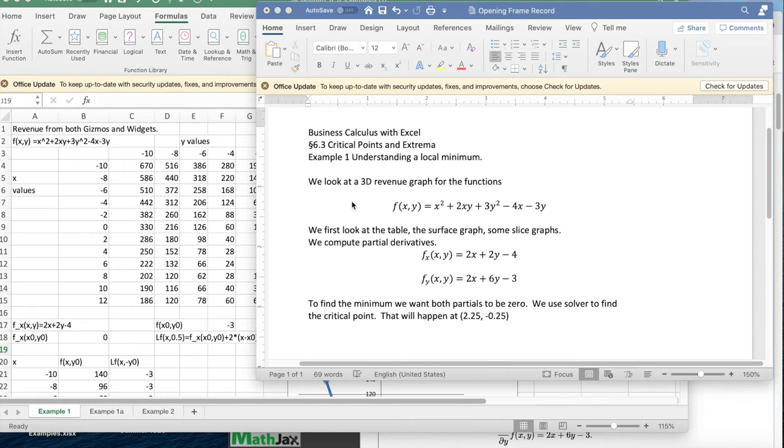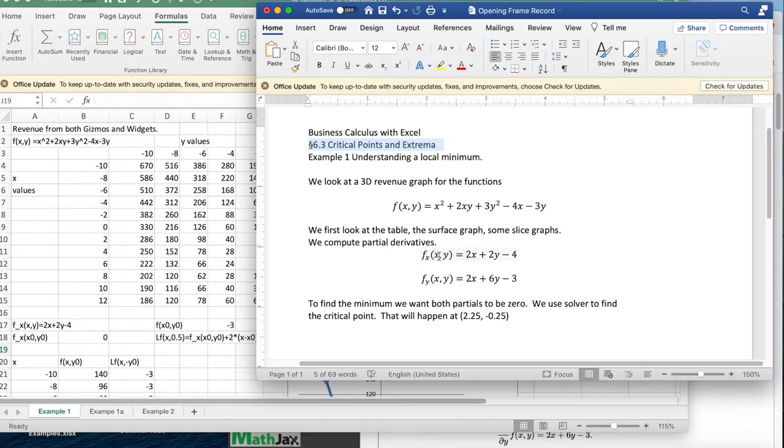Morning. Today I'm looking at example one, in which I'm trying to understand a local minimum out of section 6.3 out of Business Calculus with Excel. For that example, I'm looking at the 3D revenue graph of a function in two variables, and so my function is f of x, y is x squared plus 2xy plus 3y squared minus 4x minus 3y. I'm going to wind up looking at tables, surface graphs, and some slice graphs.